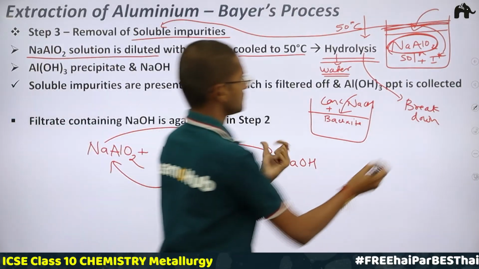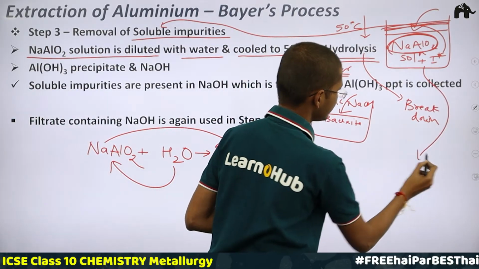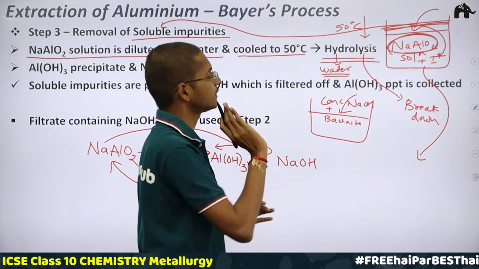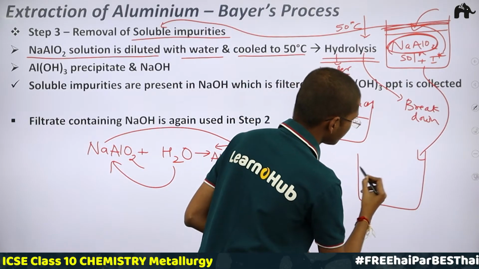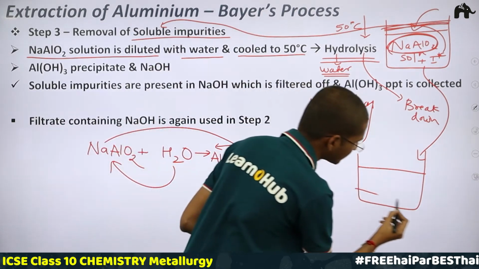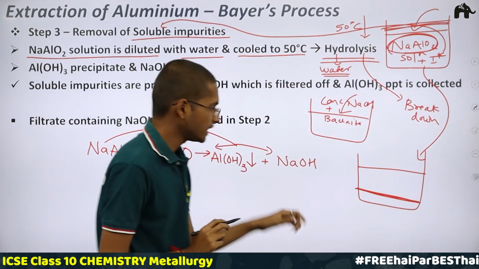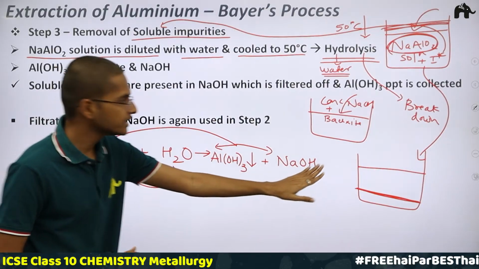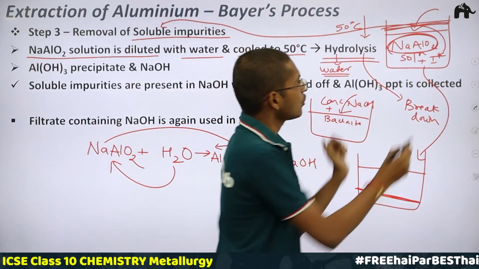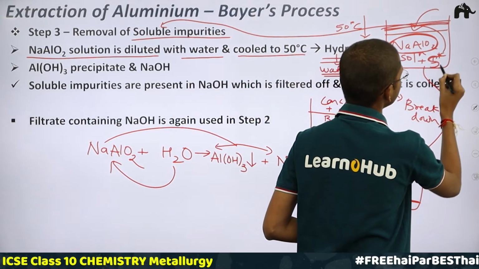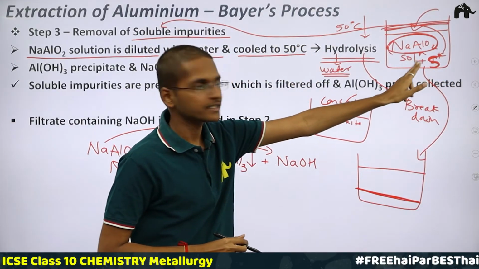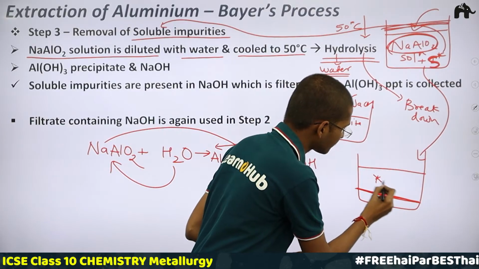So this means that after adding water into it, which means diluting it, and then cooling it to 50 degrees Celsius, we would get an aluminium hydroxide precipitate, and this precipitate would settle down at the bottom. And the remaining part, NaOH solution, would be there, and also the soluble impurities. Sorry, if I had written it here as insoluble, it is soluble here. The soluble impurities which were present would still be here itself.